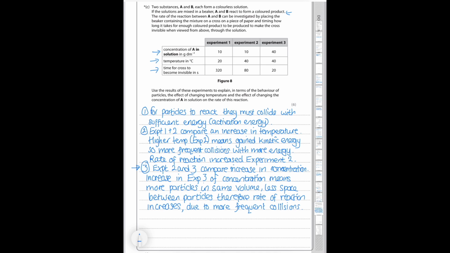Now, overall, therefore, experiment 3 has the fastest rate of reaction because compared to experiment 1, it has an increase in temperature, and compared to experiment 2, it has an increase in concentration. So therefore, it has a combined effect of the increase in temperature and the increase of concentration.